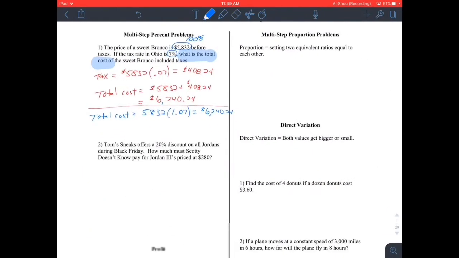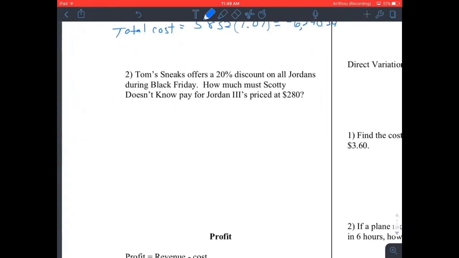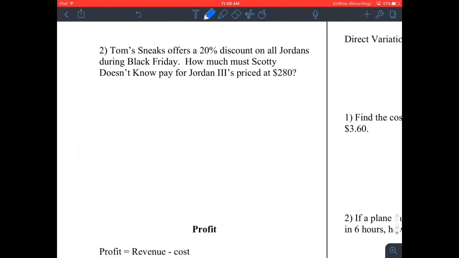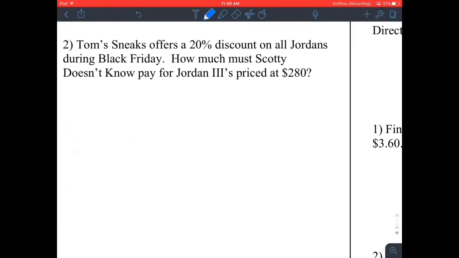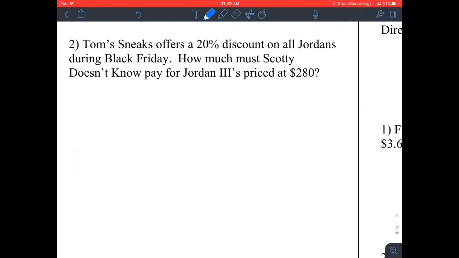Number 2. Tom Sneaks offers a 20% discount on all Jordans during Black Friday. How much must Scotty Doesn't Know pay for Jordan 3s priced at $280? You can also do this in a couple different ways.